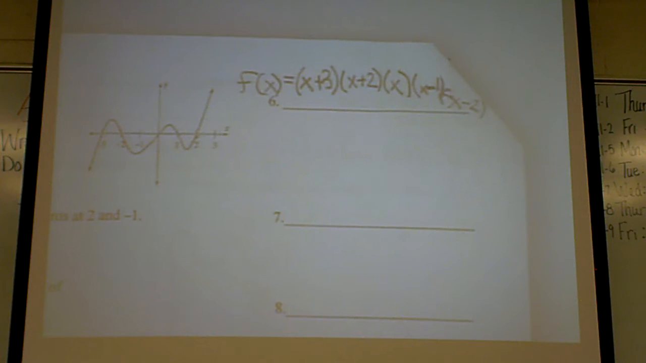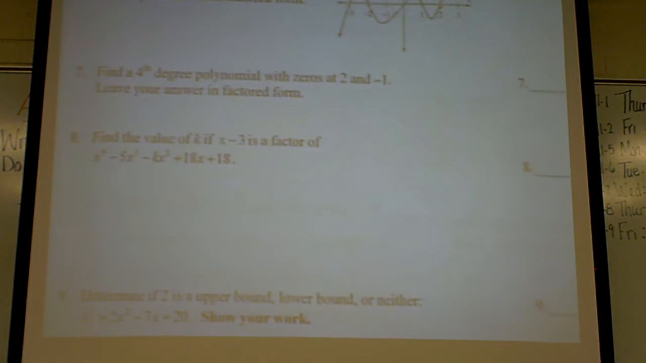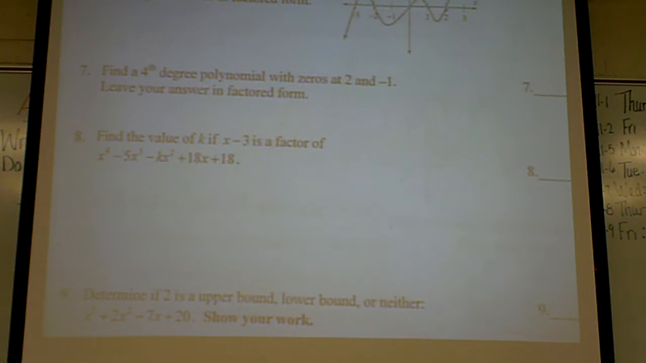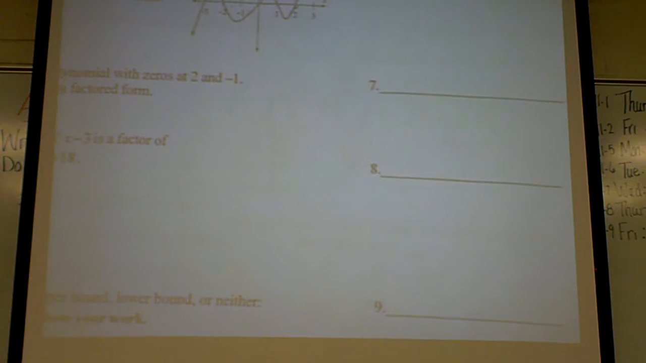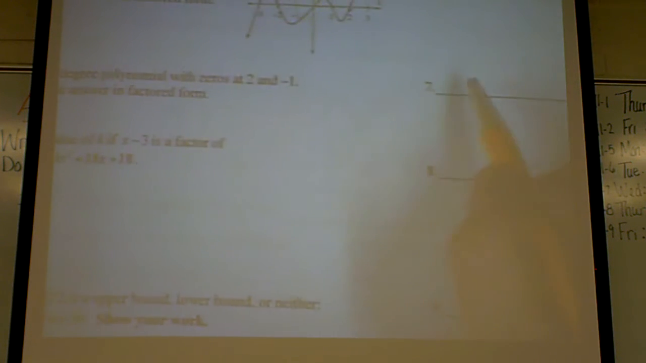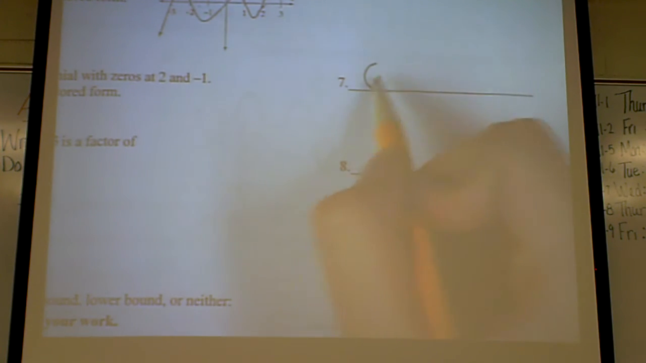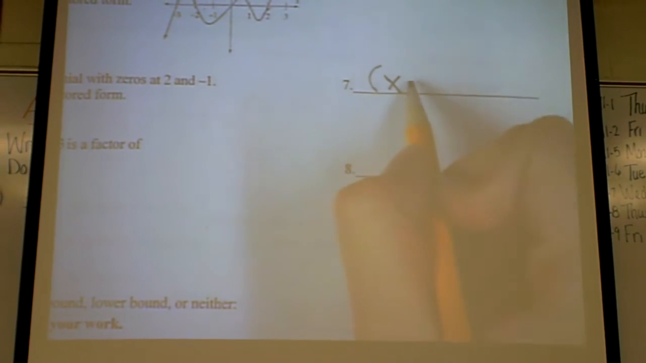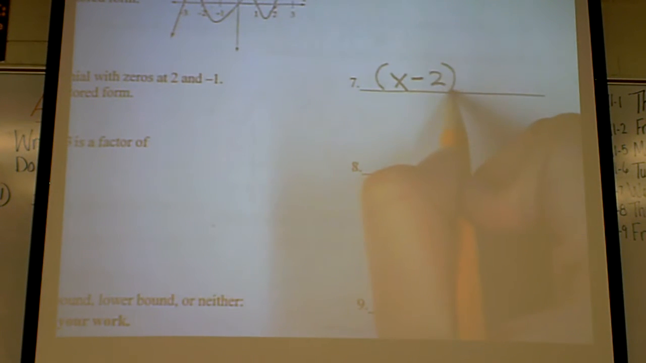Alright, for 7. Find a fourth degree polynomial with zeros at 2 and -1. Leave your answers in factor form. So what can my answers be? I know my zeros are 2 and -1, so I have an x minus 2 and an x plus 1.